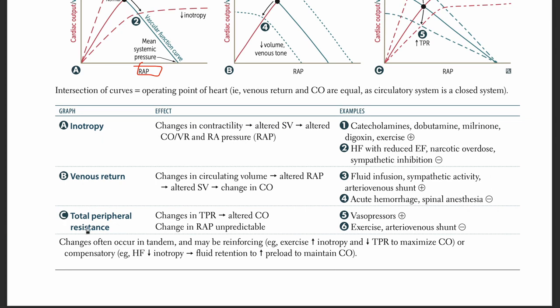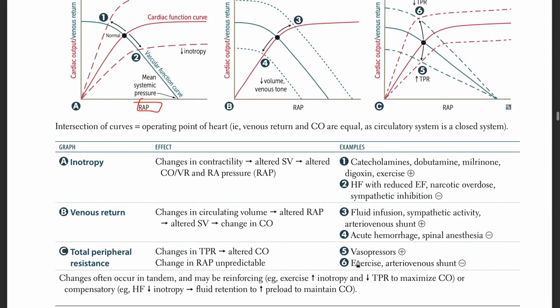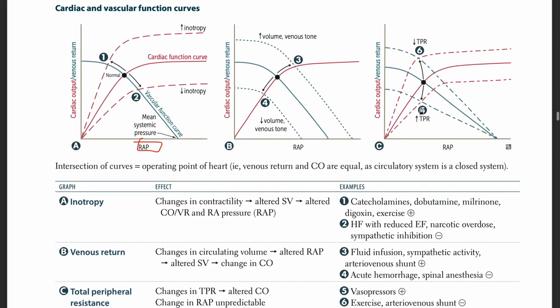Okay. Total peripheral resistance. So a change in total peripheral resistance alters cardiac output and right atrial pressure. It's unpredictable. So vasopressors, so vasoconstrictors basically. If you vasoconstrict, what's going to happen to the cardiac output? There's more systemic resistance in the aorta, so the left ventricle has to push harder, right? So cardiac output is going to be lower because of that resistance.